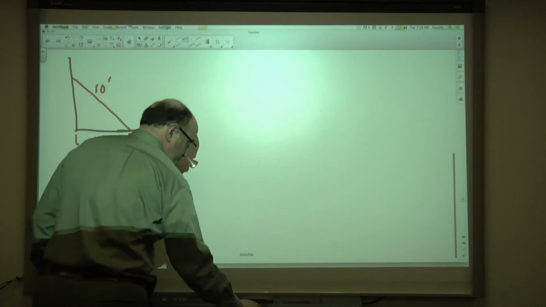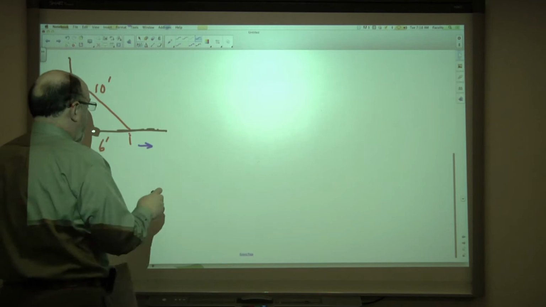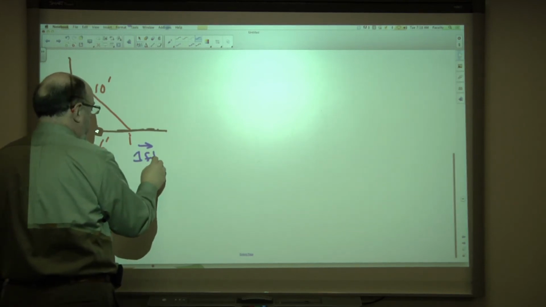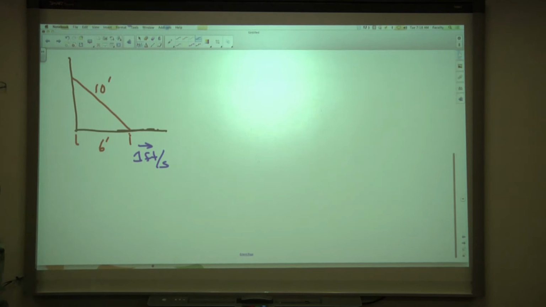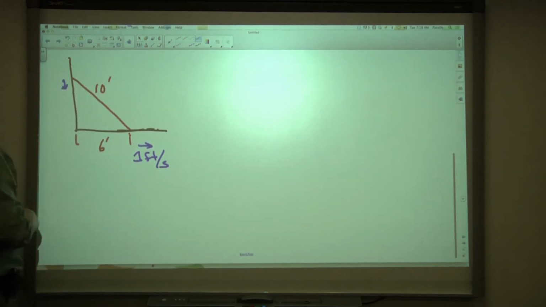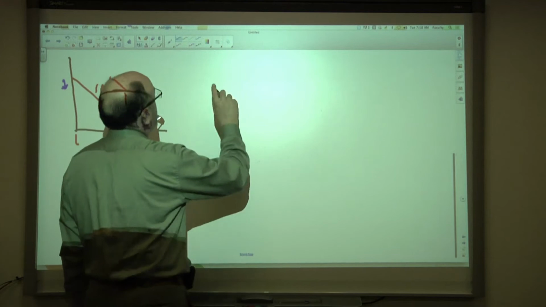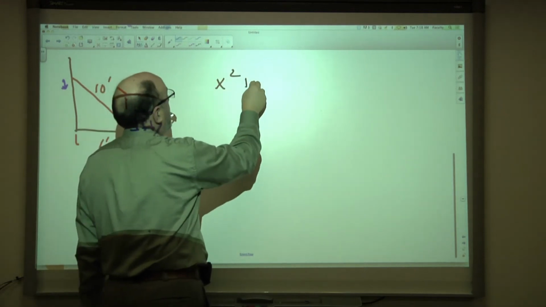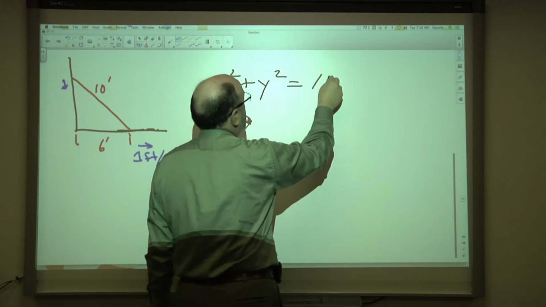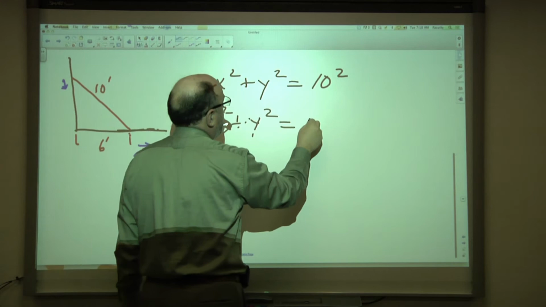And we know the ladder is moving this way at the rate of 1 foot per second. And we want to know what's happening in terms of this, what this motion is, the ladder sliding down. If you look at this, we have a right triangle, so we can use the good old Pythagorean theorem. We've got x squared plus y squared equals 10 squared, so x squared plus y squared equals 100.